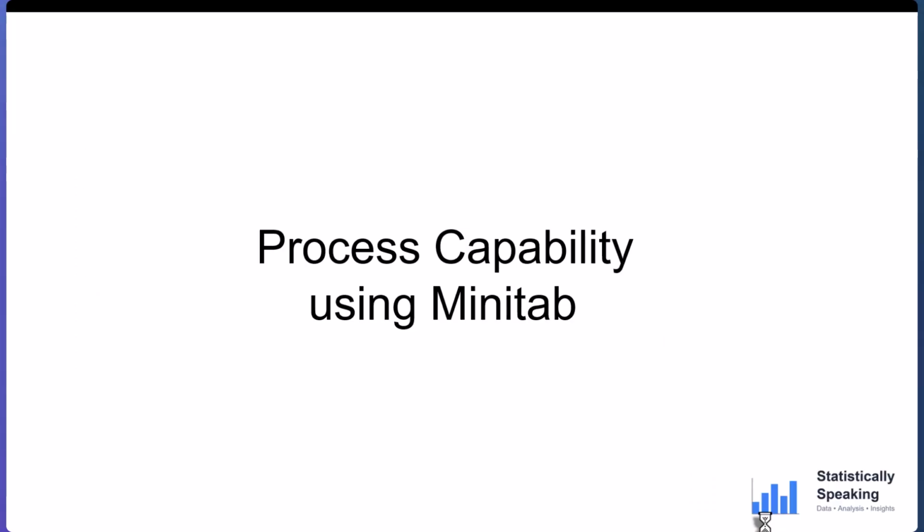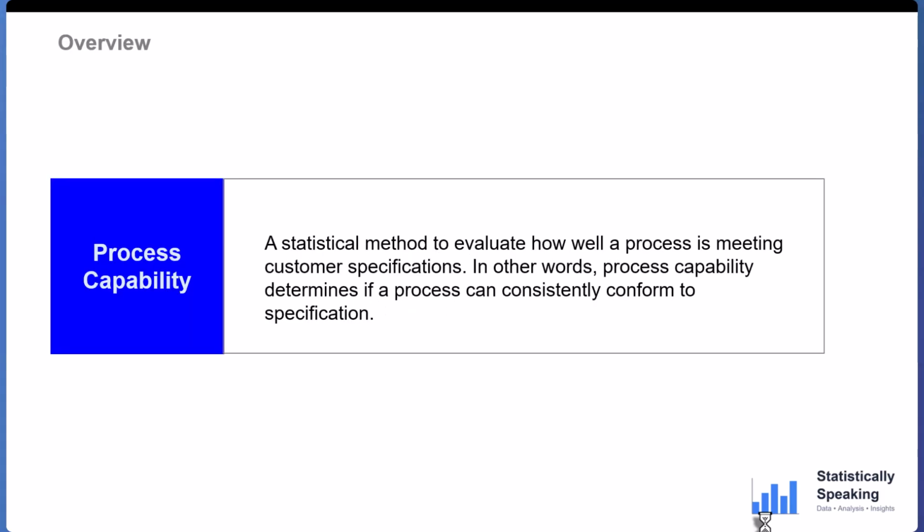Hi everyone, in this video we will discuss process capability, and this time around we will use Minitab. Let's start with the basics. What is process capability? It's a statistical method to evaluate how well a process is meeting customer specifications. In other words, process capability determines if a process can consistently conform to specifications. We'll shortly explore what some of these words mean in the context of process capability. Words like conform, words like specifications.